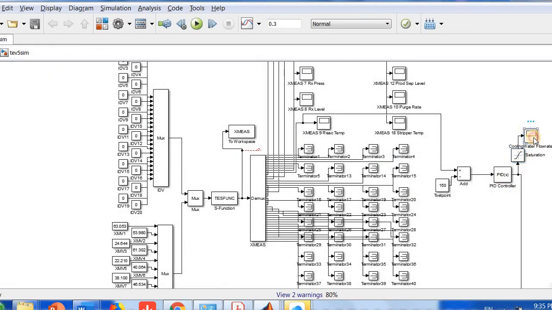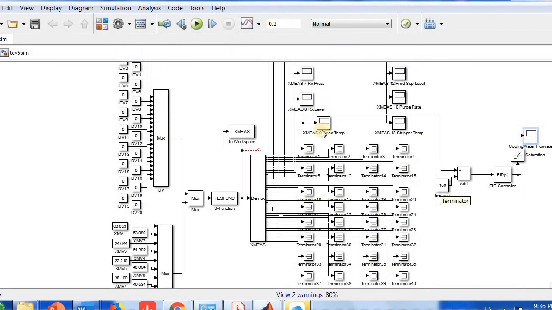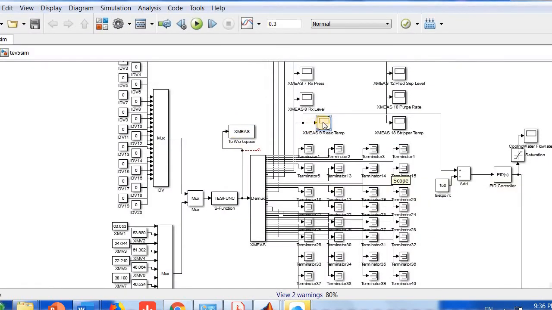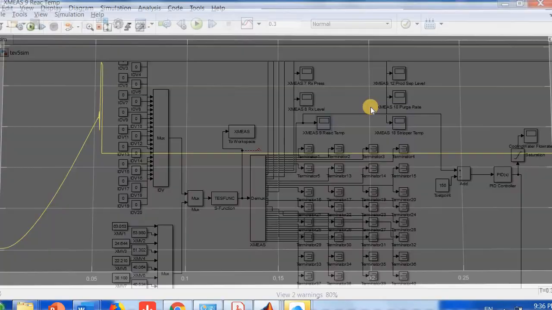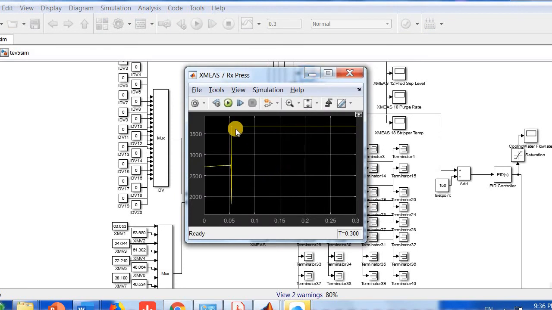Okay, what happened to my cooling water? It looks like it tried to do something, but it went down again to 0. But maybe that is not 0, that is a shutdown limit. And if you go to reactor temperature, again, it looks like it's shutting down as well. The reaction pressure, you're going to see that it also shoots over 3000.